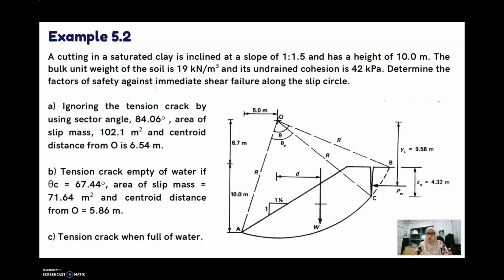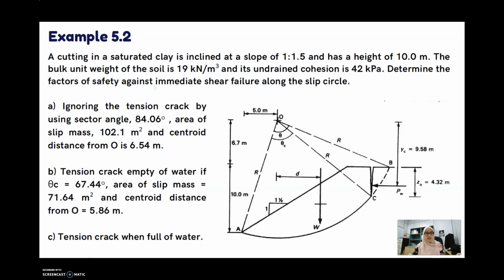Okay, this video will explain example number 5.2, which covers the last part of slope stability. Since many of you did not attend the last class of geotechnical engineering, I came up with this video to give you some explanations regarding example 5.2.